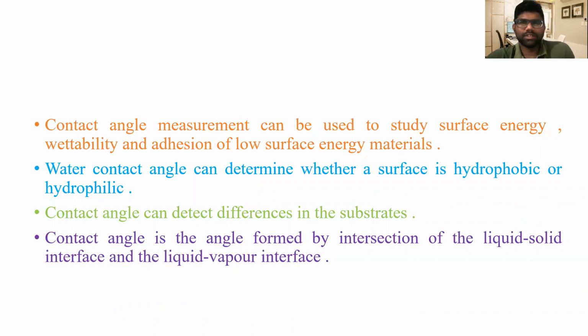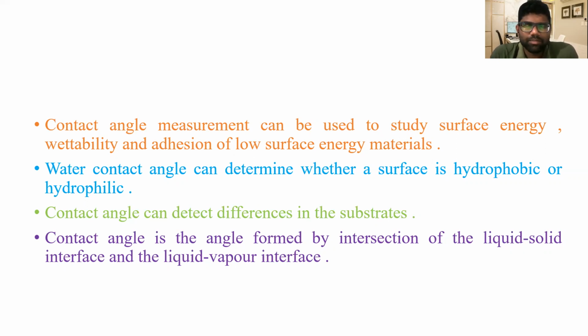Contact angle measurement can be used to study surface energy, wettability, and adhesion of low surface energy materials. Wettability is how easily the surface will become wet, and adhesion is about how the surface will allow a layer to stick on the surface. Suppose we place another layer on the surface, how easily can it stick to the surface? That is adhesion, and we can study all these things using contact angle measurement.